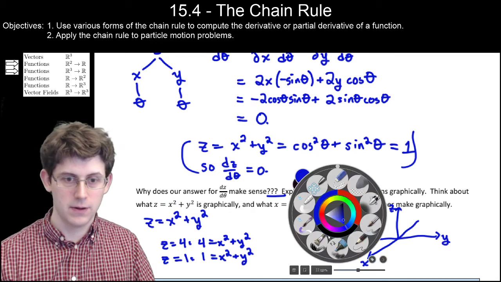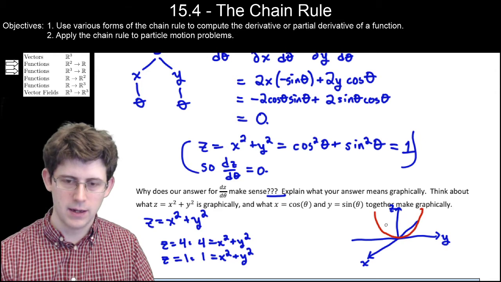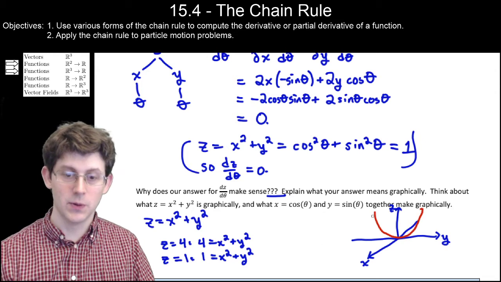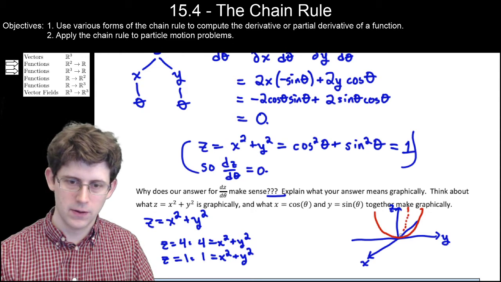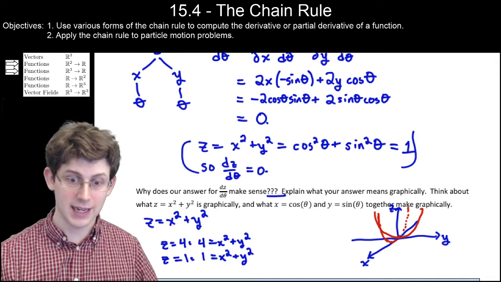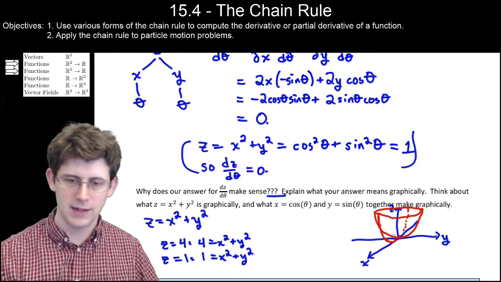So I'll get this shape. And then try y equals 0. When y equals 0, I get that z equals x squared. So I get this shape. So in fact, z equals x squared plus y squared is this paraboloid.